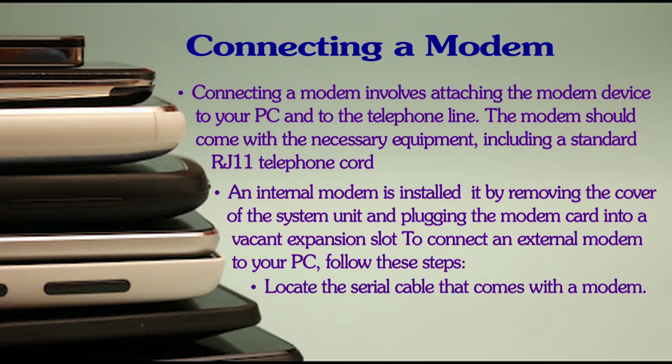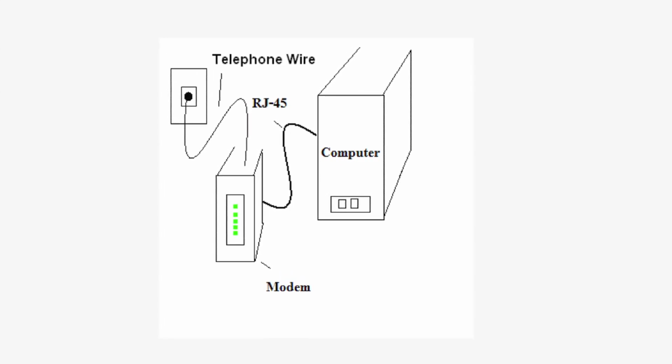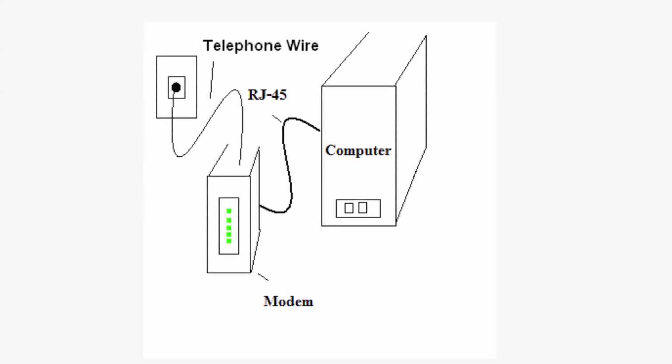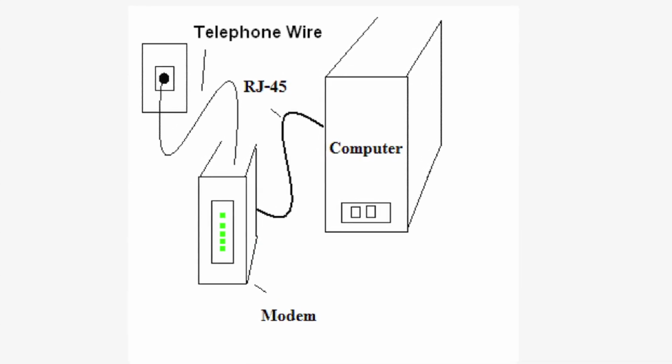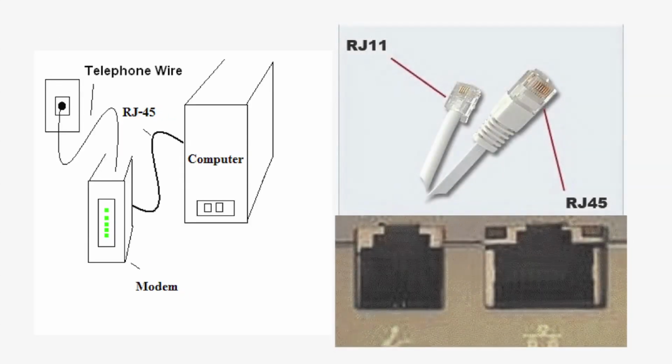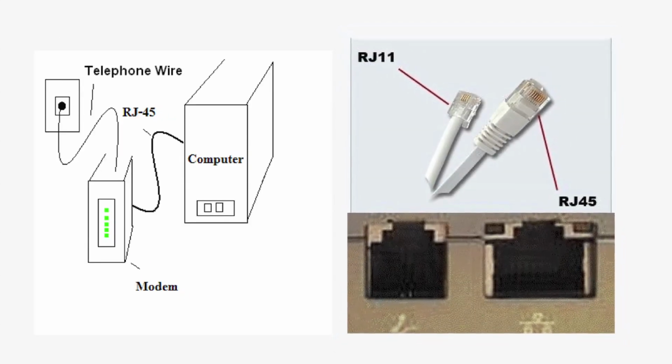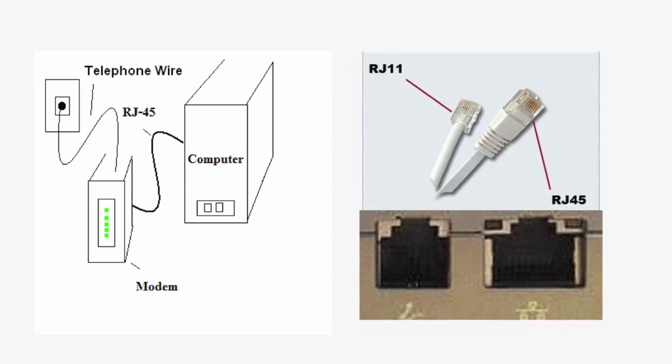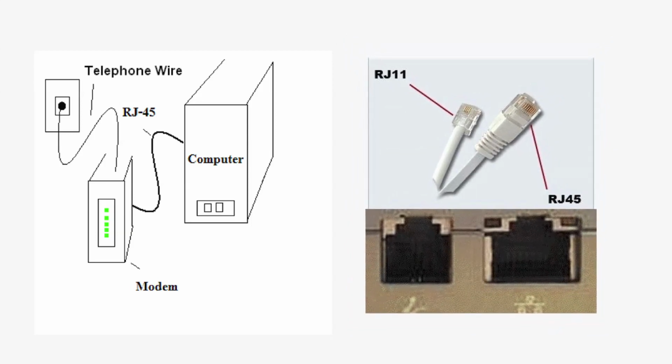Locate the serial cable that comes with the modem. It should have a 25 pin male connector at one end and a 25 hole female connector at the other end, and that is something we have here. You can see that the computer is there, and there is a cord. Here are RJ45 and different kinds of cords, and the modem is placed between the computer and the telephone line. This is simply an example of an RJ11 and RJ45 cord. These cords come when you purchase the modem.